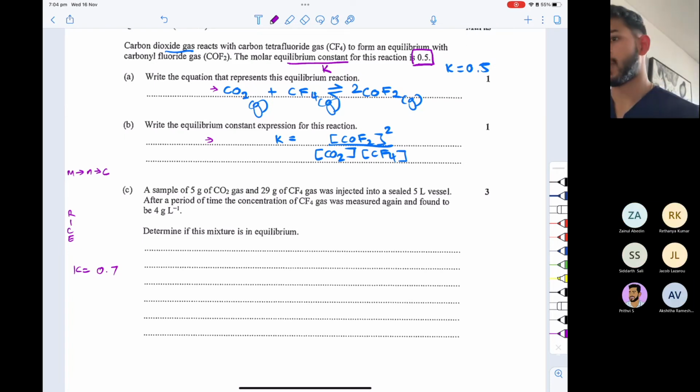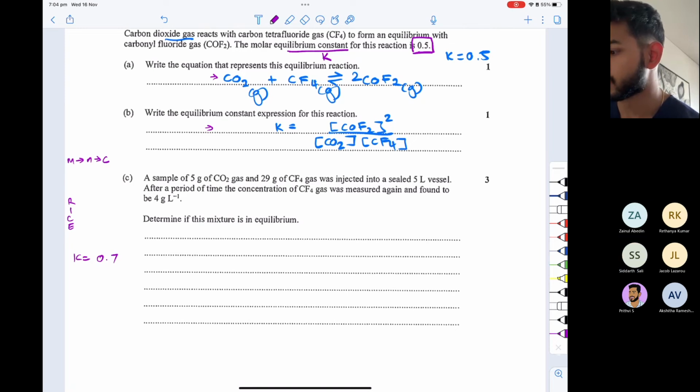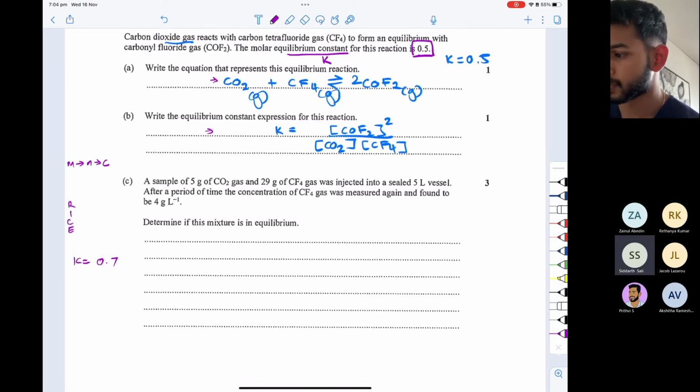Okay, good. Did everyone get an answer for this? So let's start off with Sid. What have you gotten for your answer? Start off with the data, Sid. What data do we have? So we have the mass of CO2 initially and the initial mass of CF4.